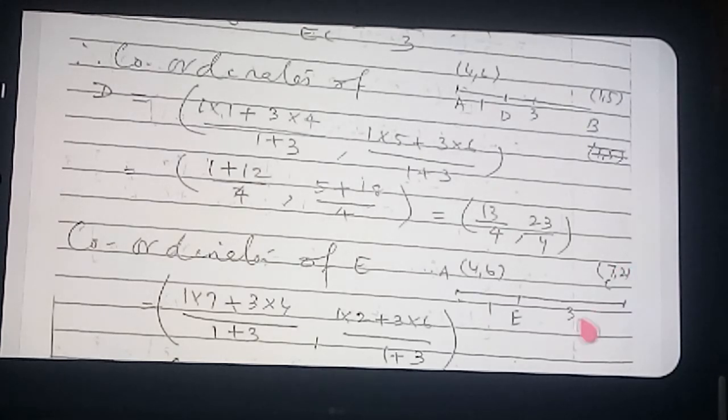1×7 plus 3×4 divided by 1 plus 3. See here, similarly here also, 1×2 plus 3×6 divided by 1 plus 3. Clear?